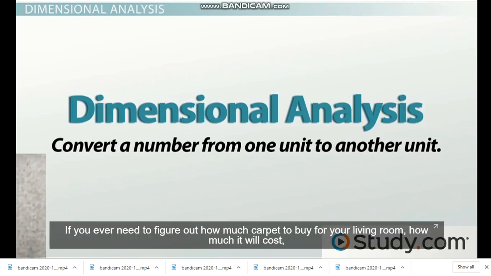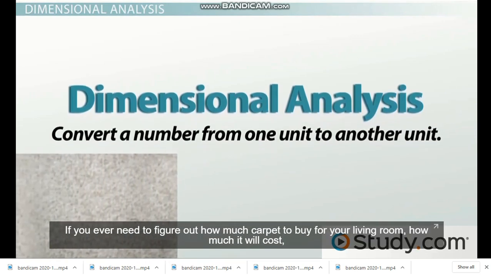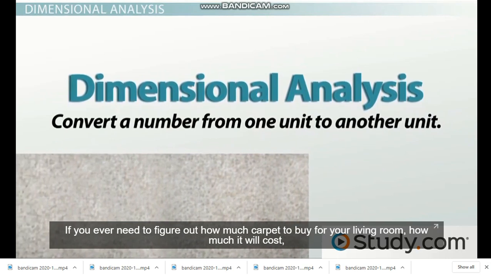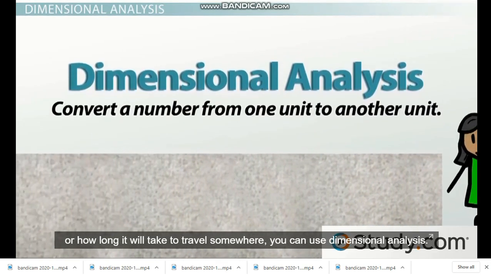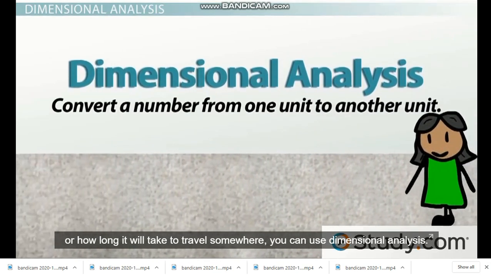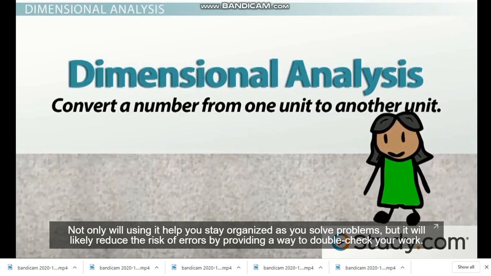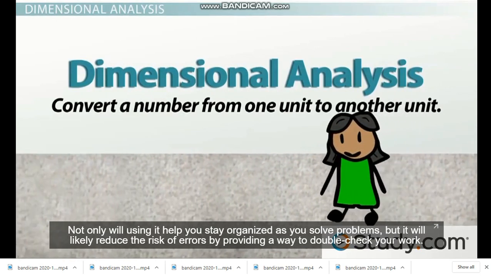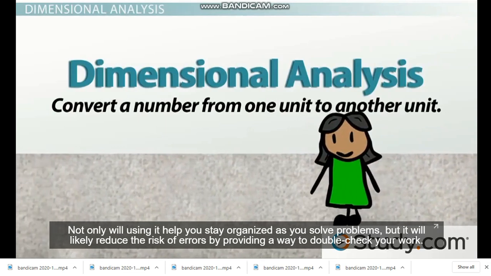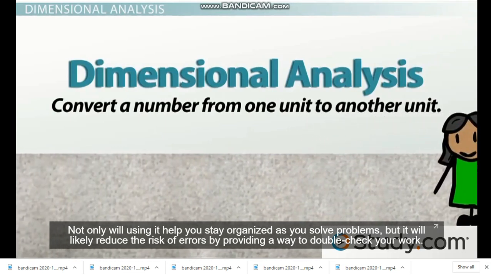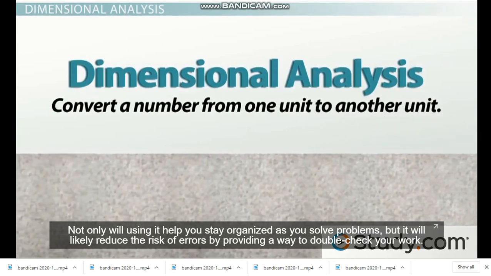If you ever need to figure out how much carpet to buy for your living room, how much it will cost, or how long it will take to travel somewhere, you can use dimensional analysis. Not only will using it help you stay organized as you solve problems, but it will likely reduce the risk of errors by providing a way to double-check your work.